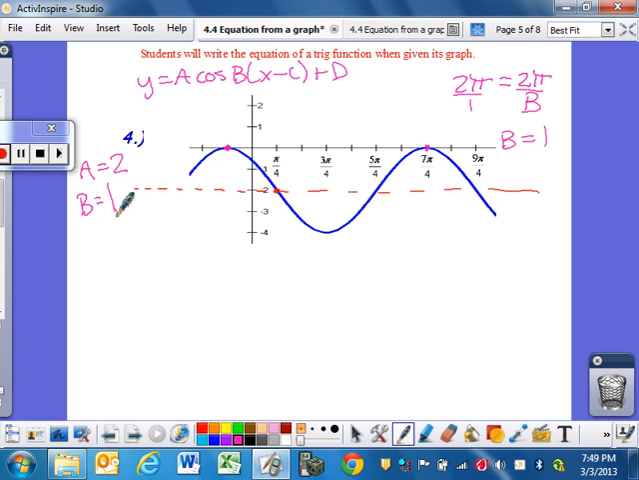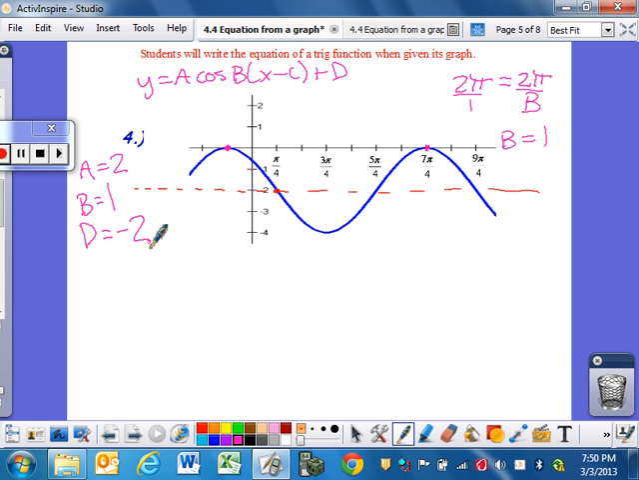D, I jump to D, I always do C last because that can change depending upon where you start. The D, is that going to go up or down any? Normally, my line is at the x-axis. Now it is 2 units down. So my D value is -2.